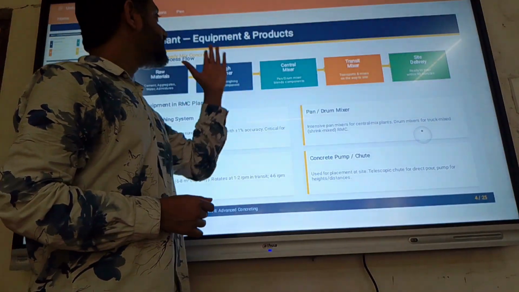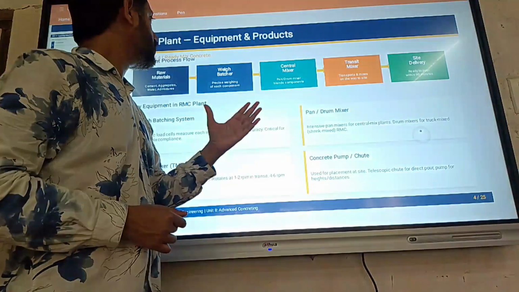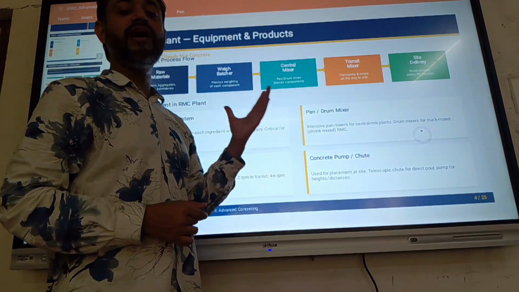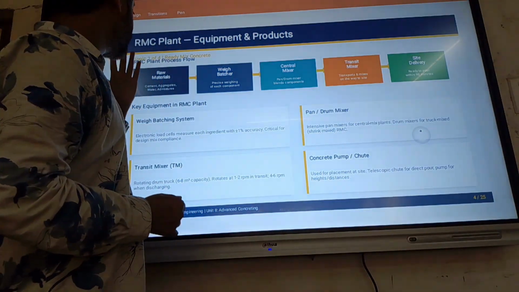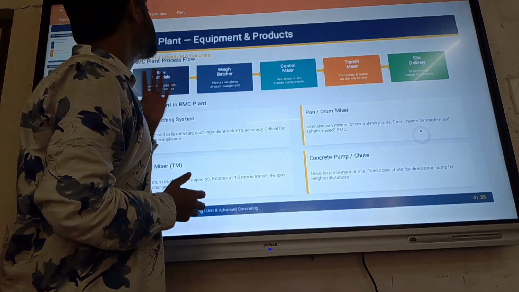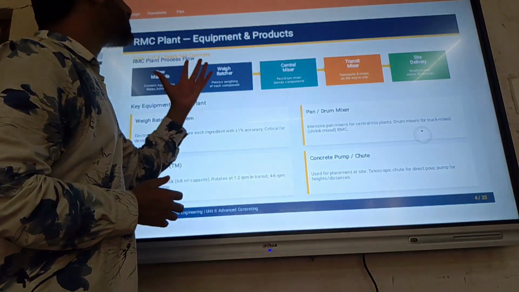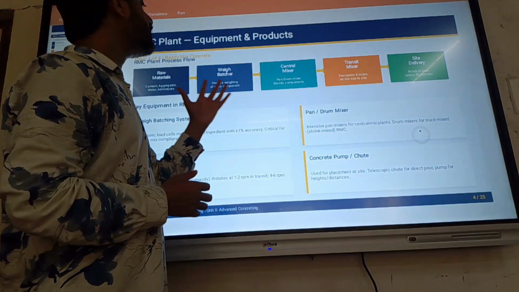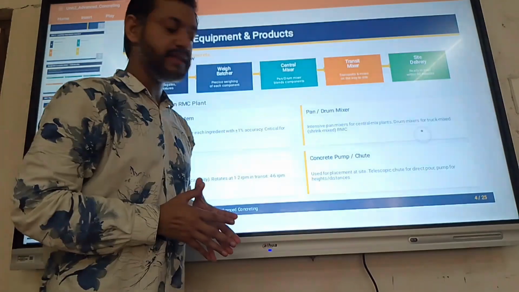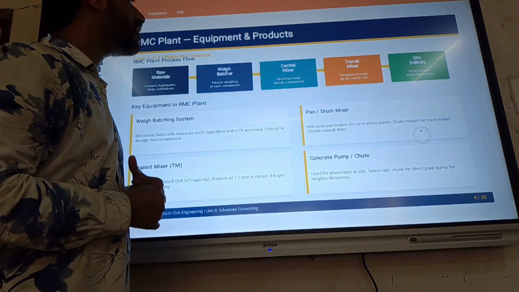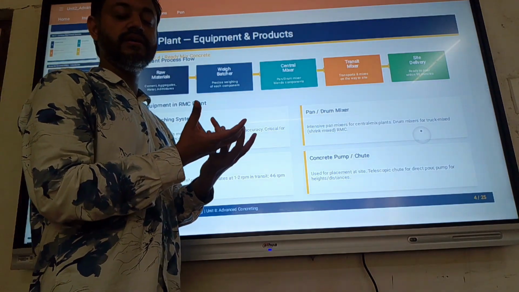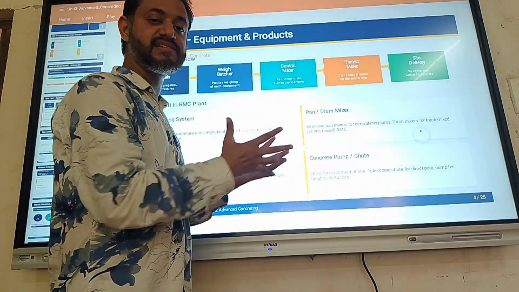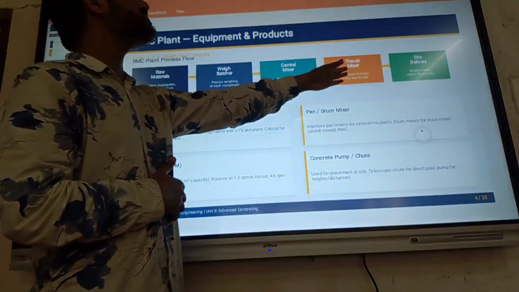RMC plant, its equipments and products. So this is the total process flow of a RMC plant. First is the assembling of raw materials. Then we have to assemble by the batcher. It's done basically by wave batching. Then comes the central mixer where the total aggregates and all the materials including cement and water are being mixed thoroughly. Next comes the transit mixer.